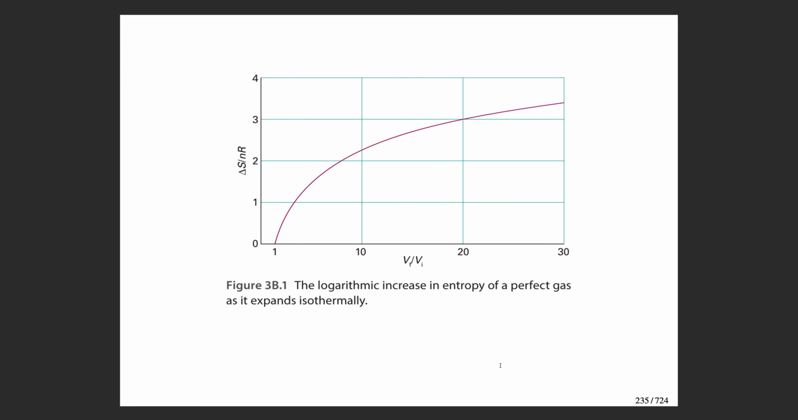This diagram is essentially illustrating that last formula. If you plot delta S in units of N R as a function of the ratio of the volumes, you see this logarithmic increase in the entropy change. So the bigger the volume change, the larger the entropy change.